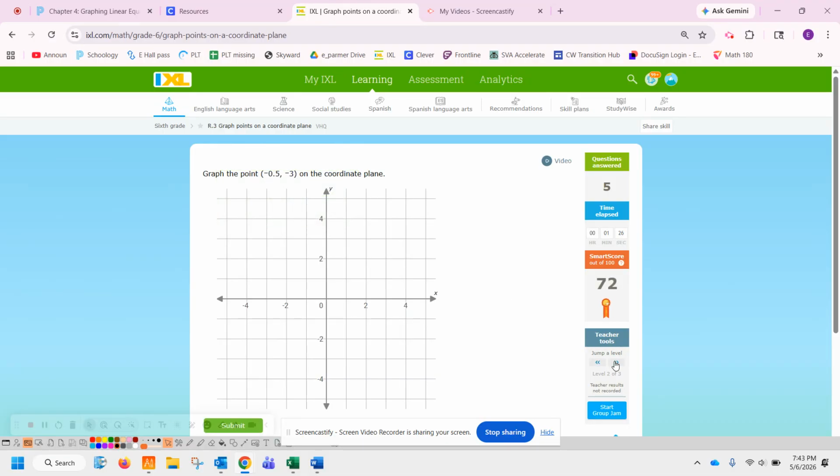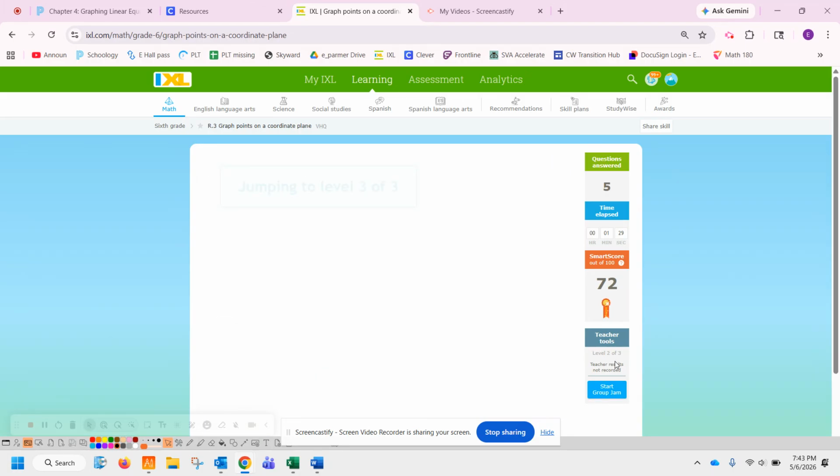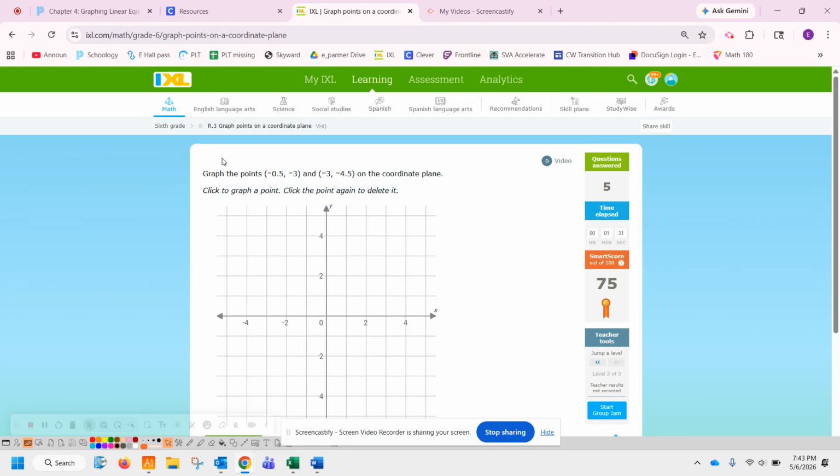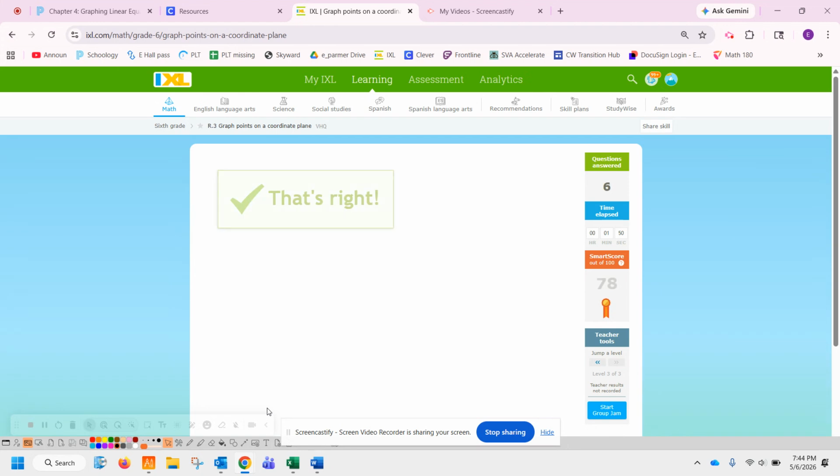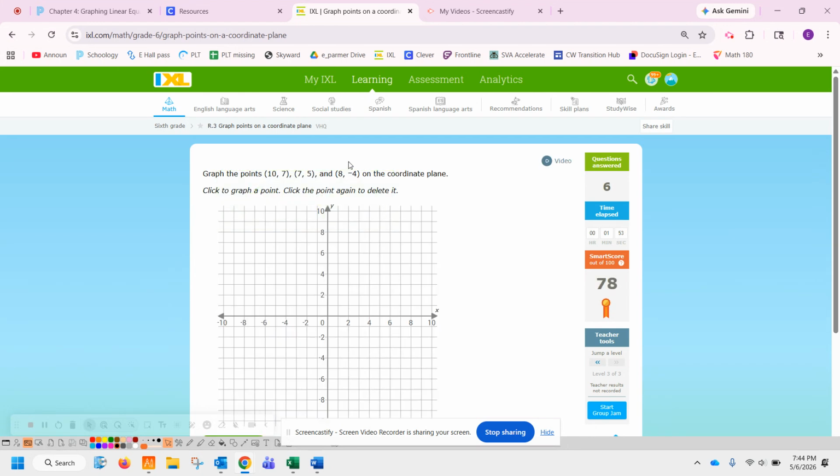Okay. Let's try a level 3. Now here you might be graphing 2 ordered pairs. So -0.5 or -1/2, and then down 3. That's our first point. And then we're also graphing (-3, -4.5). And you might get to a point where you have to graph 3 on the coordinate plane. So that takes care of VHQ.